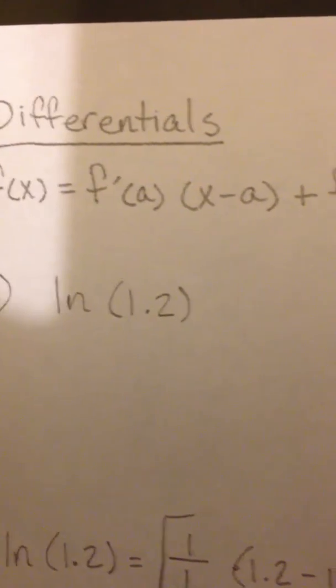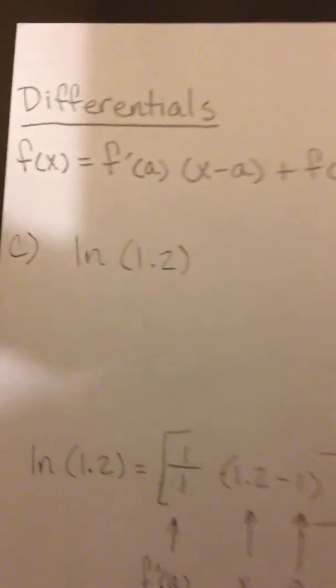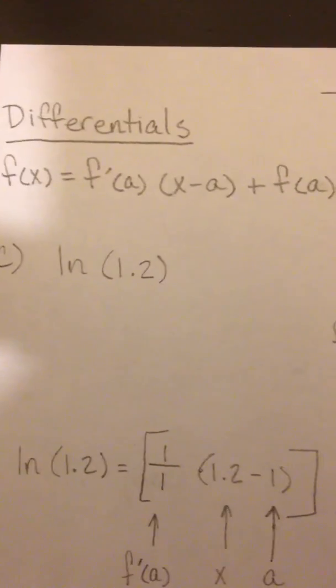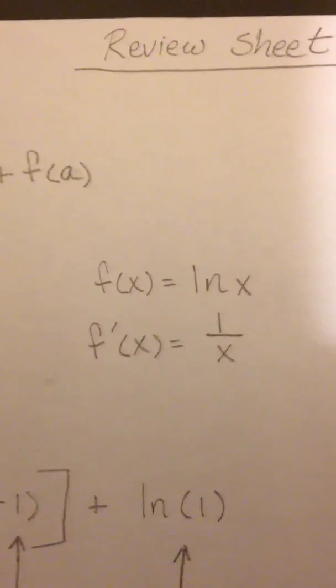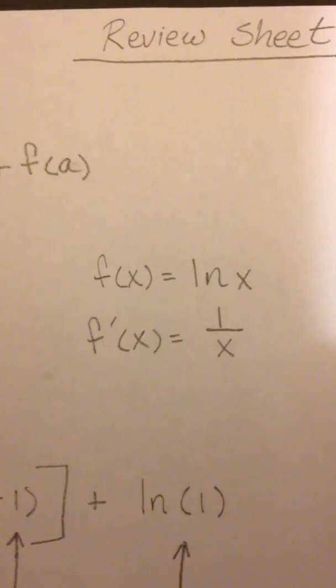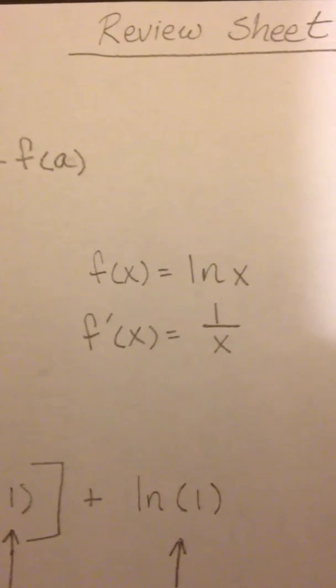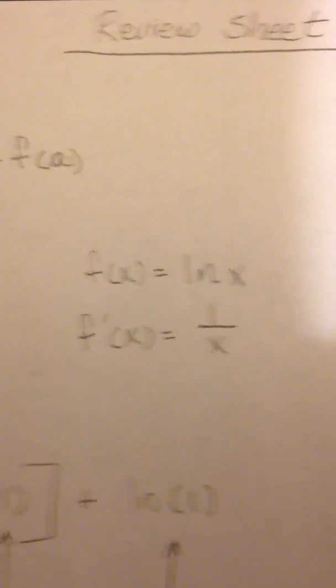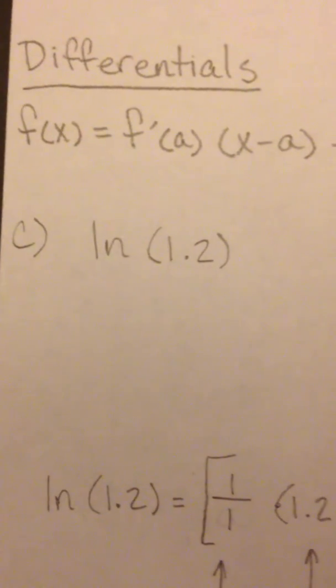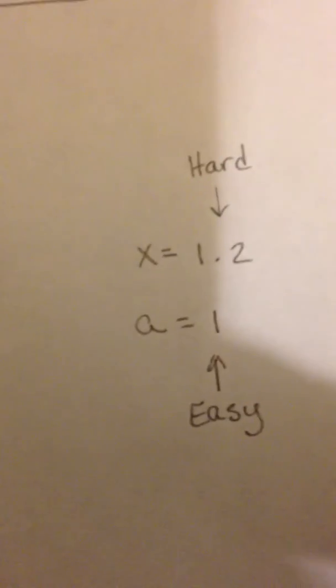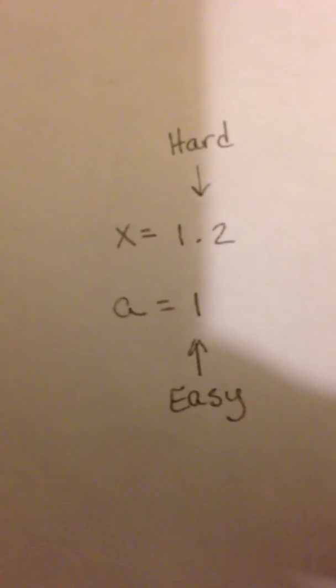Differentials, and example C: we're trying to find the ln of 1.2 using differentials, which our equation is right up there. When we identify our function, f(x) is equal to ln x, and when we take the derivative of that, we get 1 over x. Now we know our x is 1.2, which is our hard one, the 1.2 inside the parentheses, and our a is going to be 1.